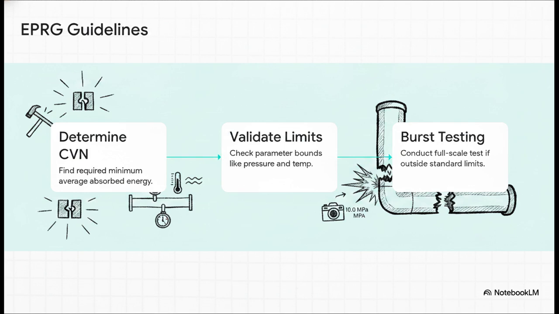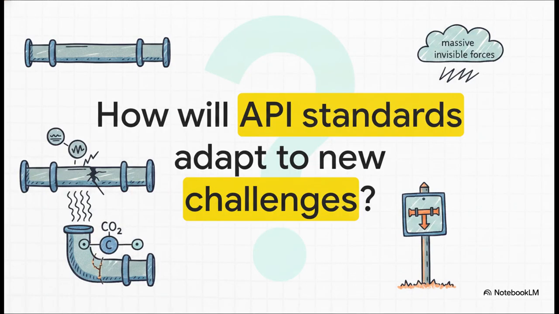And if the design pushes outside those bounds, maybe dealing with higher pressures or different gas compositions, engineers can't just guess. They literally have to conduct full-scale burst testing to physically verify that the pipe has the fracture arrest capability required. API Specification 5L isn't just red tape, folks, it's a living shield.